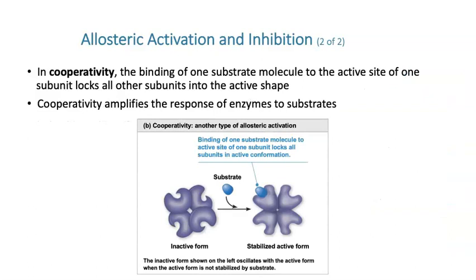There's also this concept of cooperativity. Cooperate is the root there. What happens with cooperativity is that the binding of one substrate molecule to the active site of one subunit locks all the other subunits into the active shape. So there's our inactive form, and if a substrate can bind, then it basically holds all the other active forms very stably open. And so having that substrate, it's cooperating, right? It's cooperative. It kind of amplifies and makes that enzyme do more of its job by binding to one of the active sites and holding it in place.